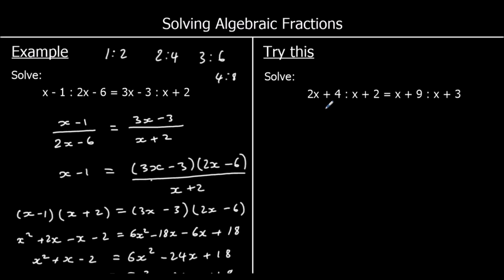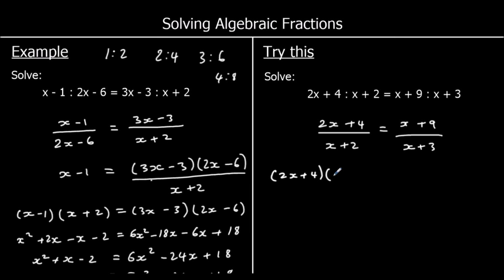So I'm going to rewrite this as a fraction. I'm going to have 2x plus 4 over x plus 2 equals x plus 9 over x plus 3. I'm going to multiply to get rid of the fractions. So multiply both sides by x plus 2 and multiply both sides by x plus 3. So I'm going to have 2x plus 4 times x plus 3 equals x plus 9 times x plus 2.